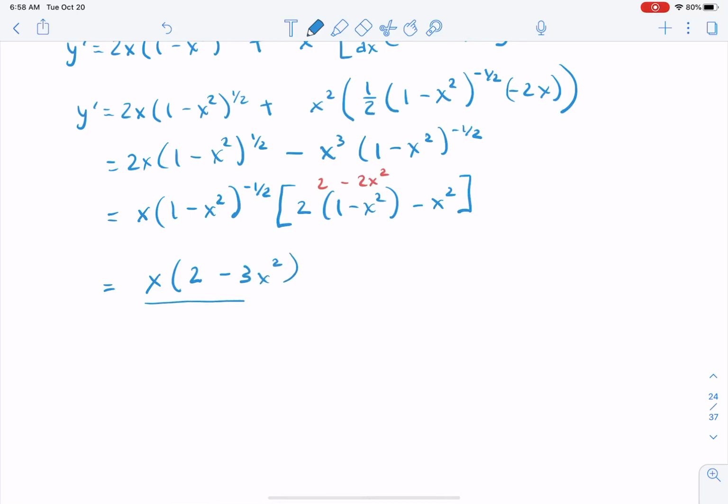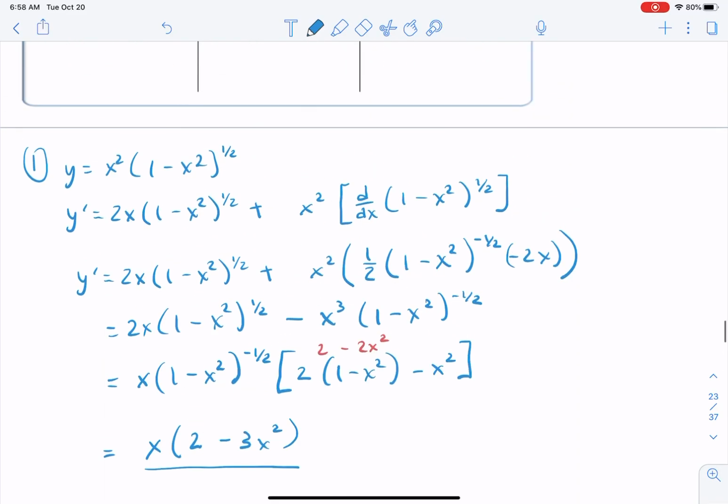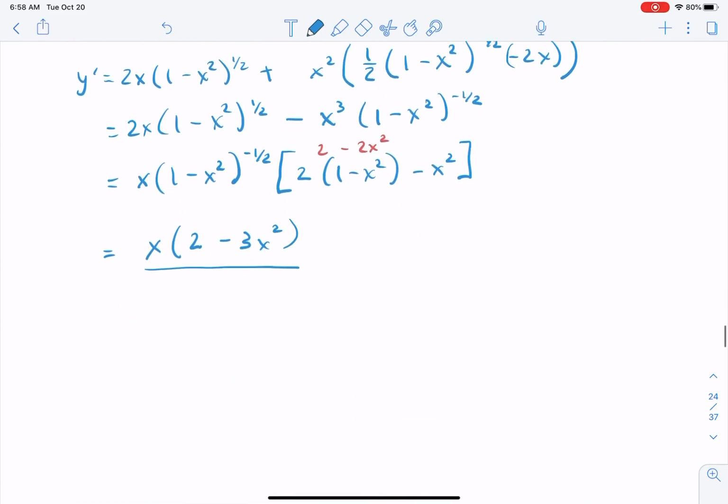All of this over, I can put it in a square root. Was the original one in a square root? It sure was, so maybe I mimic that. Square root of 1 minus x squared. Yeah, here we go. Man, was that fun or what?